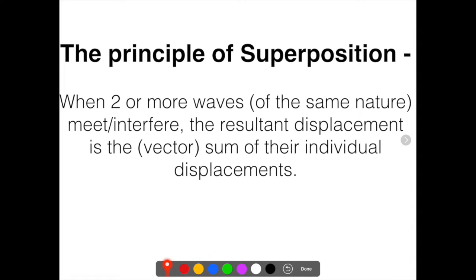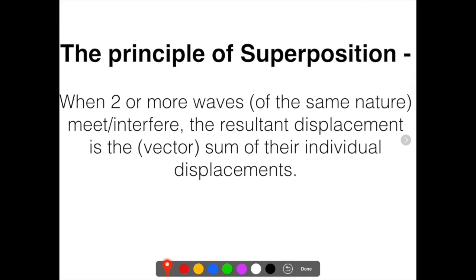Okay, so the important piece is that we need to have two or more waves meeting and interfering. So they have to be running into each other. They have to be localized in the same position at the same time. That's where the superposition occurs. Just having two waves doesn't mean you have superposition. They actually have to be in the same place trying to affect the same medium at the same time.